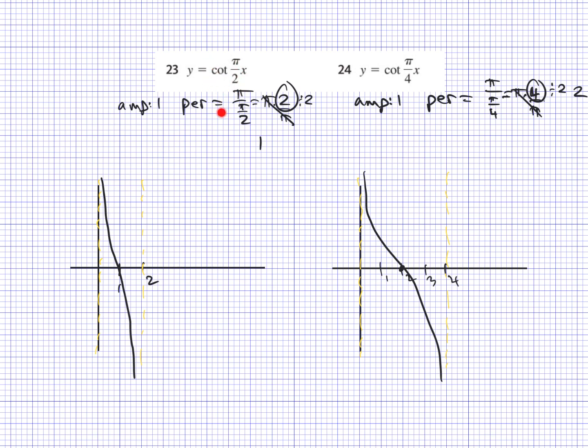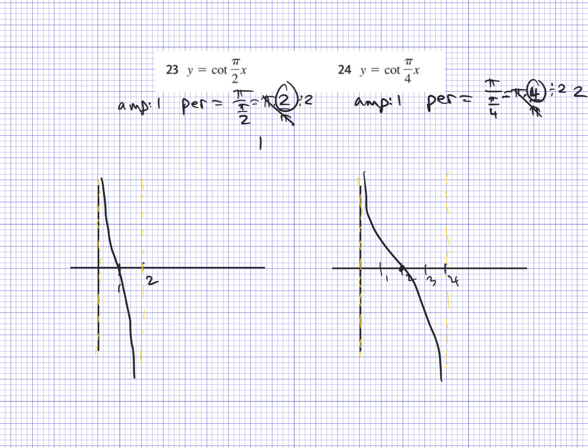Amplitude is 1. Again, we're not shifting, so our asymptote's at 0. And our period is pi over the coefficient of pi over 2. So pi times 2 over pi, the reciprocal. So we get just 2. So our period is 2 units long. Divide that into 2. Each one's 1 unit.